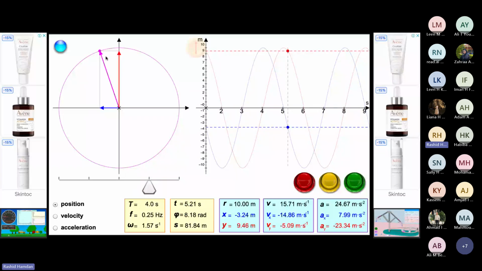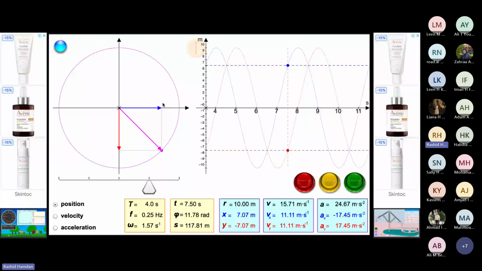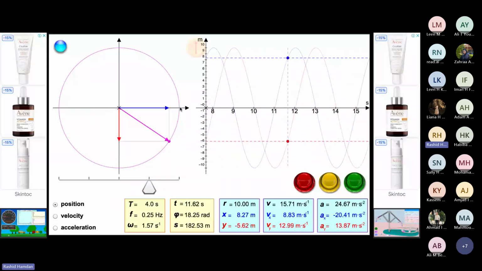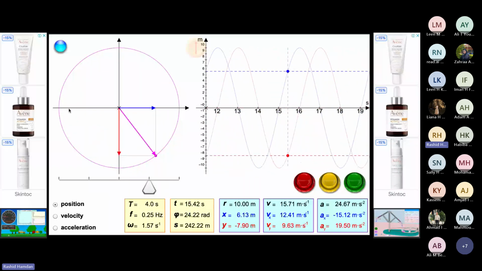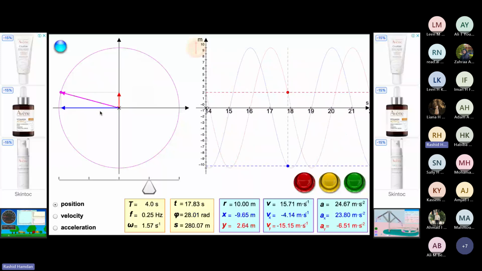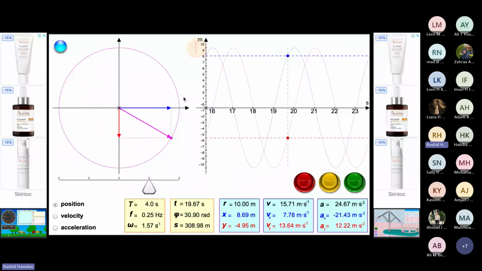You see, one time it's here, completely on the x-axis, then it's completely on the y-axis, then it's completely on the negative x-axis. So it's varying with time.